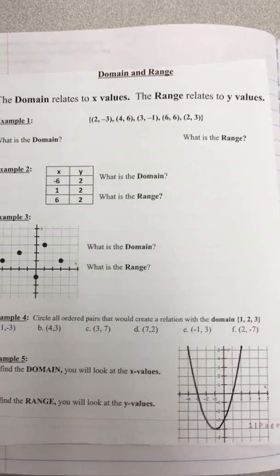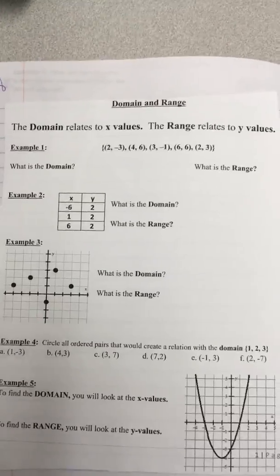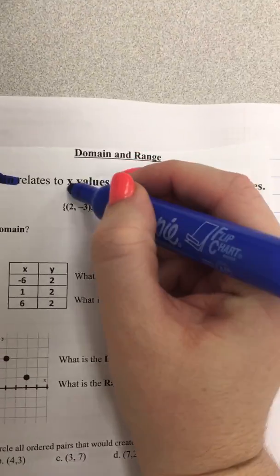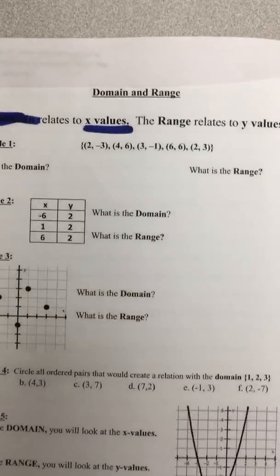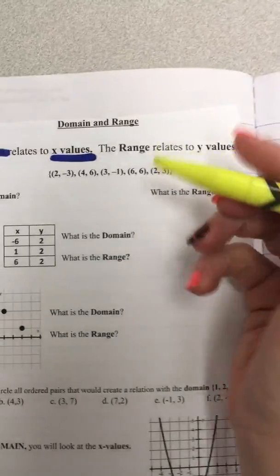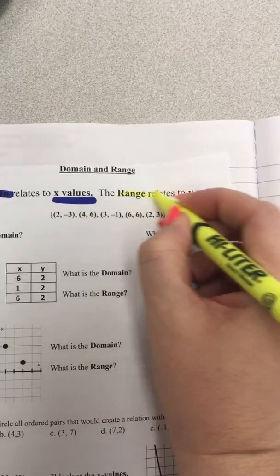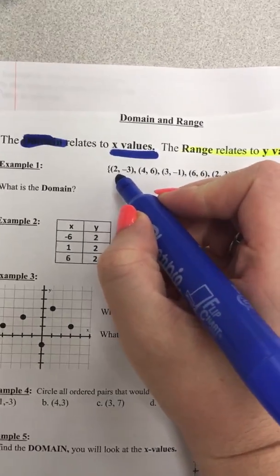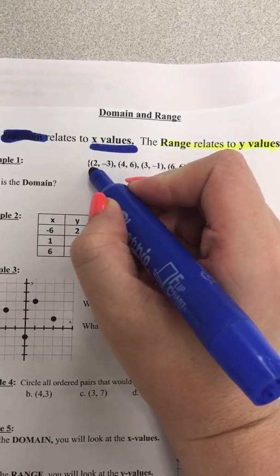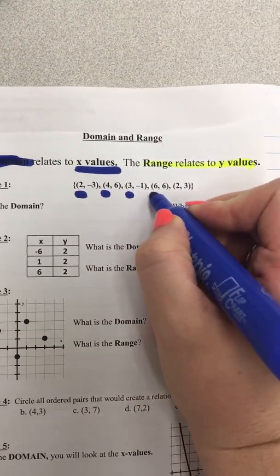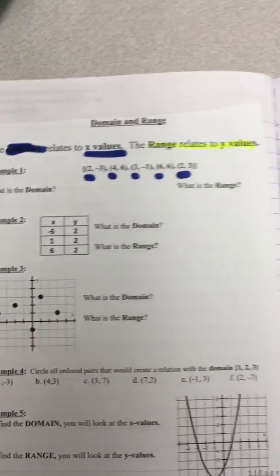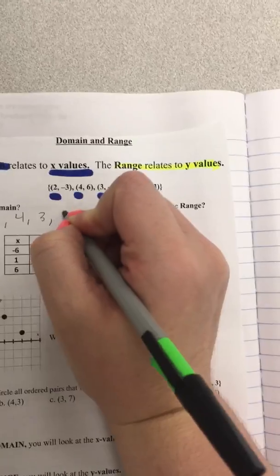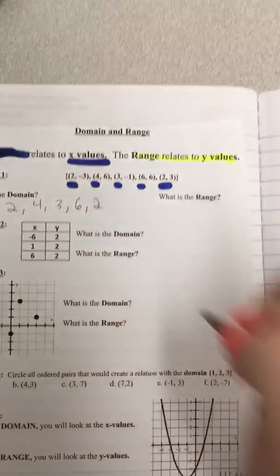In this lesson, we're going to learn about domain and range. So domain always relates to the x values, and the range always relates to the y values. So if it asks us for the domain, we need to find the x values, which are always the first numbers in ordered pairs. Okay, so our domain would be 2, 4, 3, 6, and 2.